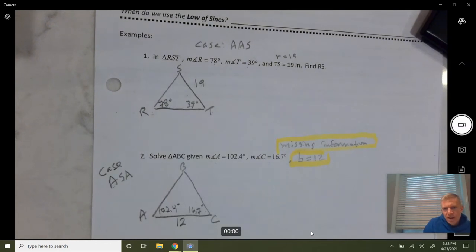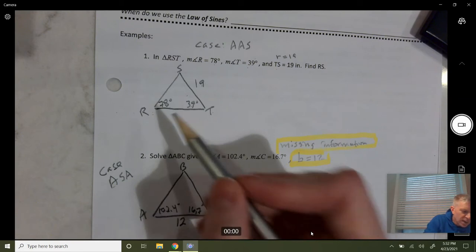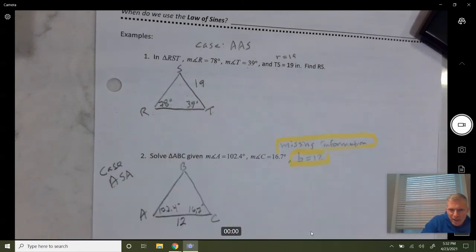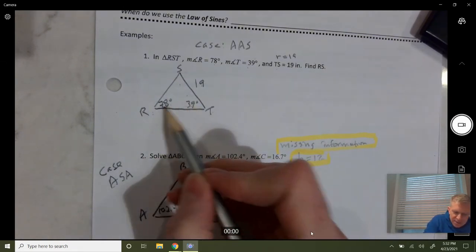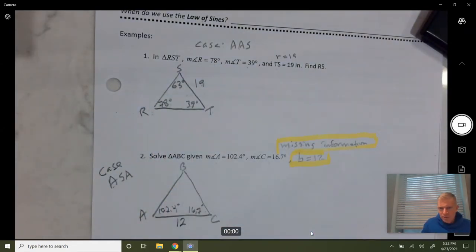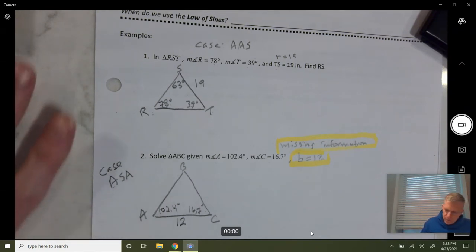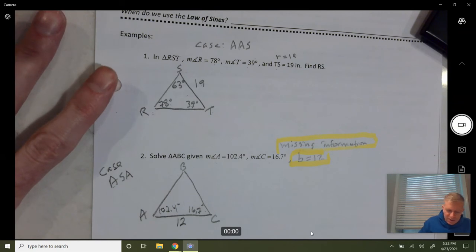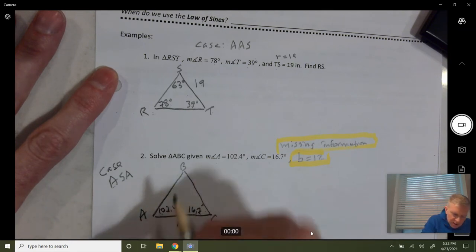Now, before we even use the law of sines, if you have two angles in a triangle, you can always find the third angle because the angles of a triangle add up to 180. So 180 minus 78 minus 39 gives 63 degrees. I didn't use law of sines or law of cosines, just what you knew back in geometry. Down here, 180 minus 102.4 minus 16.7 is 60.9.